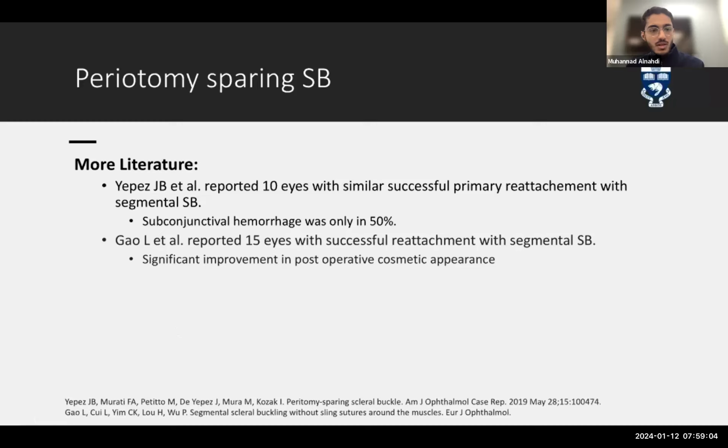The last point was also described in the literature by 2 other reports. One showed 10 eyes with successful primary reattachment with segmental buckle, and only 50% showed subconjunctival hemorrhage. The other report, by Gao, showed 15 eyes, also with successful reattachment. There hasn't been quantified data on ocular surface disease or reports on secondary glaucoma procedures, but the idea is that it decreases the scarring, which is a risk factor for failure in those procedures.